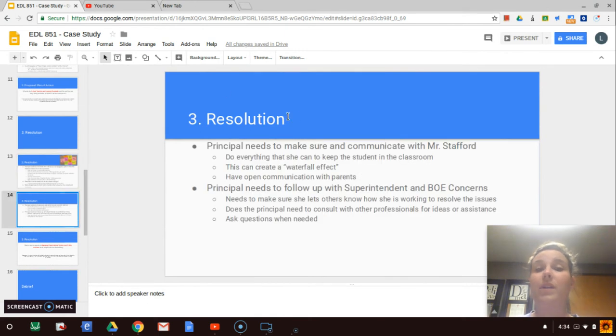I think the principal needs to make sure and communicate back with the parent, Mr. Stafford. She needs to do everything she can to keep the student in the classroom. I don't think that removing the student is the answer, because sometimes that can create the waterfall effect where then you want to move the next one and the next one and the next one. I think it really needs to be helping support Mrs. Horton so that she can be the best teacher that she knows she can be. And then have that open communication with parents. And parents a lot of times just want to be heard. We need to make sure that we're doing that with parents.